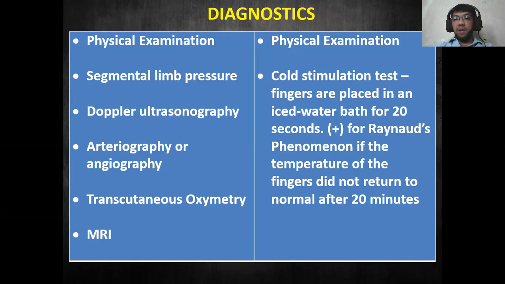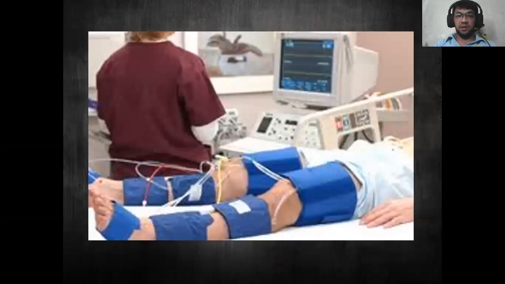In the physical examination of Raynaud's disease, one of the tests done is the cold stimulation test. So the fingers are placed in an iced water bath for 20 seconds. The patient will be positive for Raynaud's disease or phenomenon if the temperature of the fingers did not return to normal after 20 minutes. So it should return to normal after 20 minutes. But if it doesn't return to 37 degrees Celsius, then the patient is positive for Raynaud's disease.